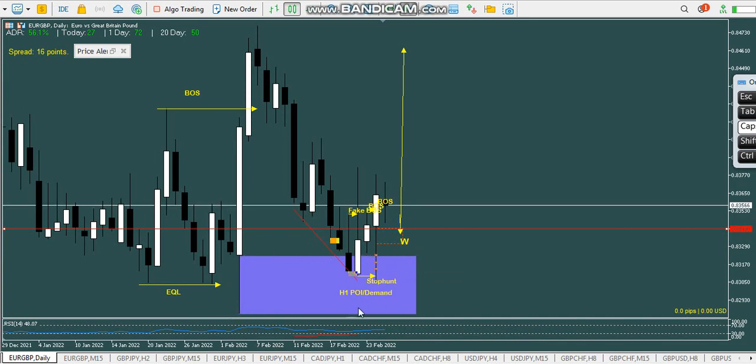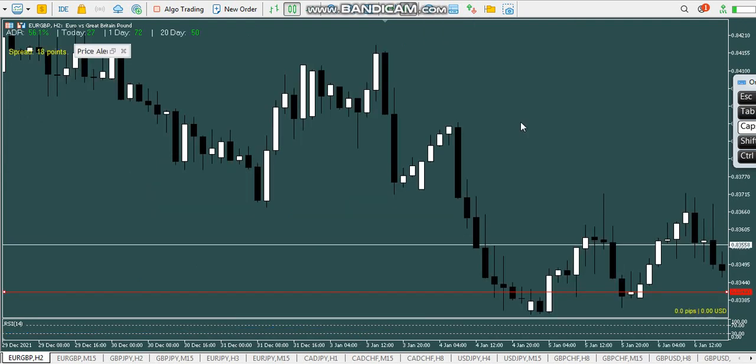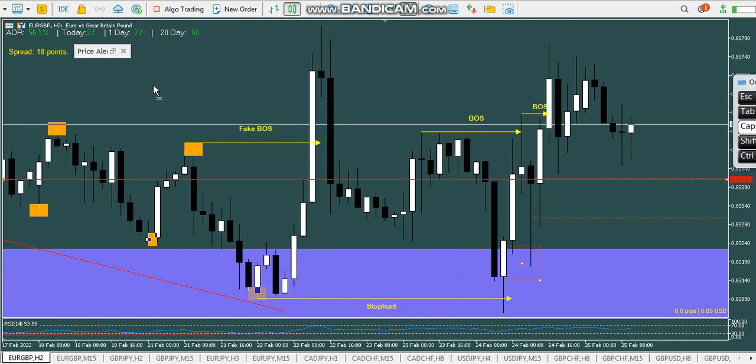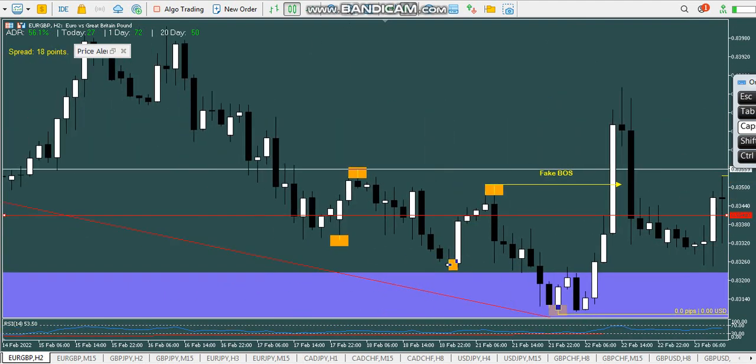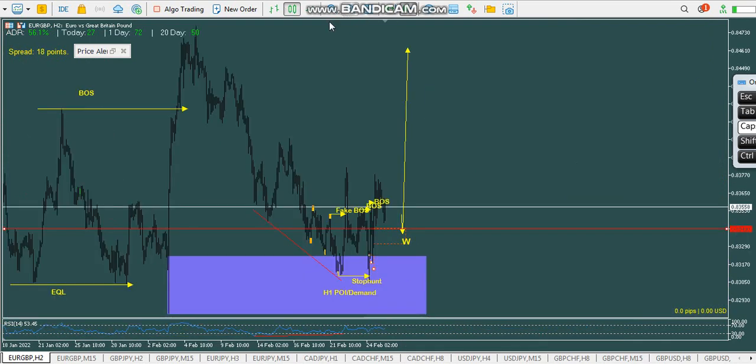Which is my 1 hour, 1 hour to 2 hours POI. I think it shows clearly on both 1 hour and 2 hours. All right, so I marked my zone here, guys. I marked my zone. Let me zoom out so that we can start from here.